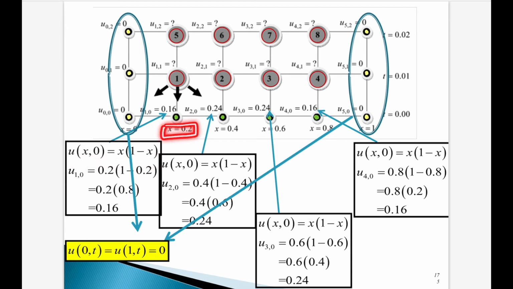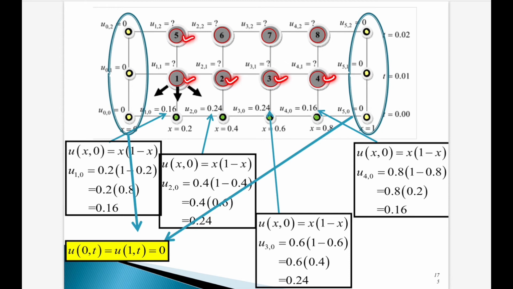So at this point, x is equal to 0.2. Just substitute 0.2 into this equation. So at this point, U10, 0.2 times 1 minus 0.2, then you will get 0.16. So the value here will be 0.16, here 0.24, 0.24, and 0.16. Okay, so now let's find the value of these red nodes.